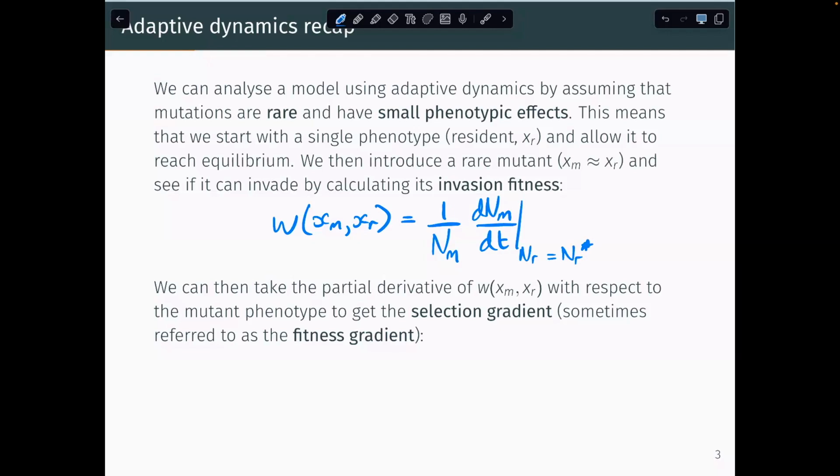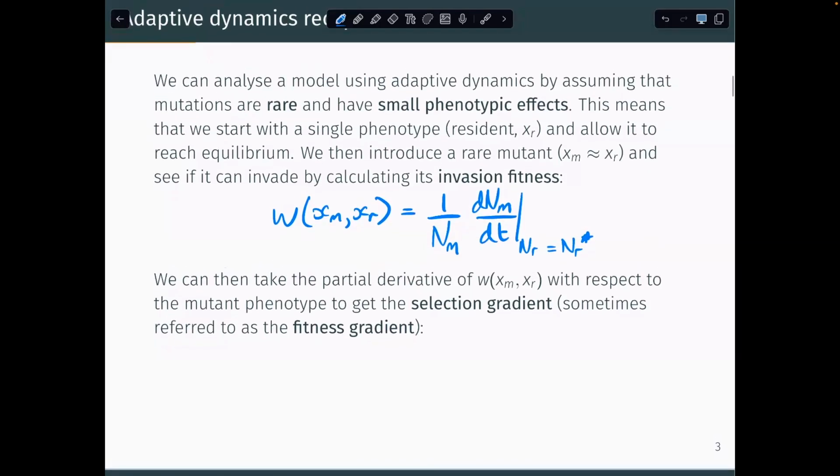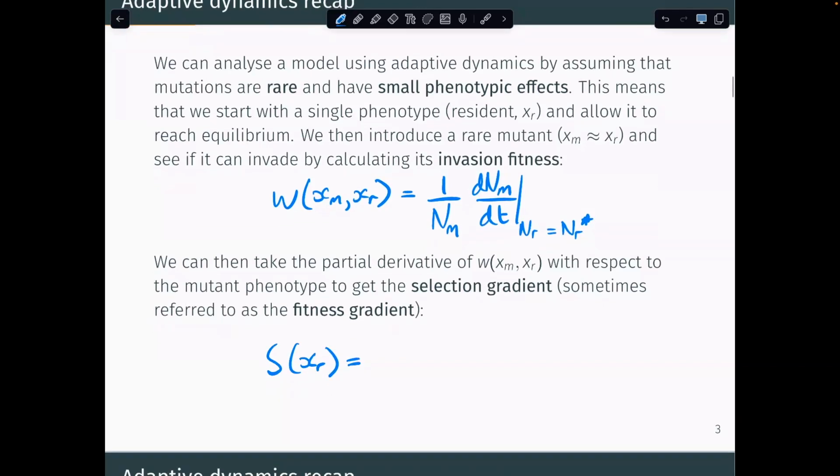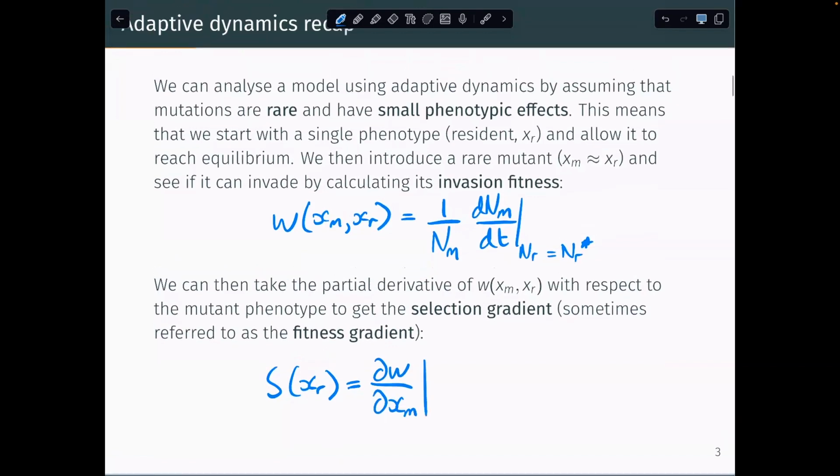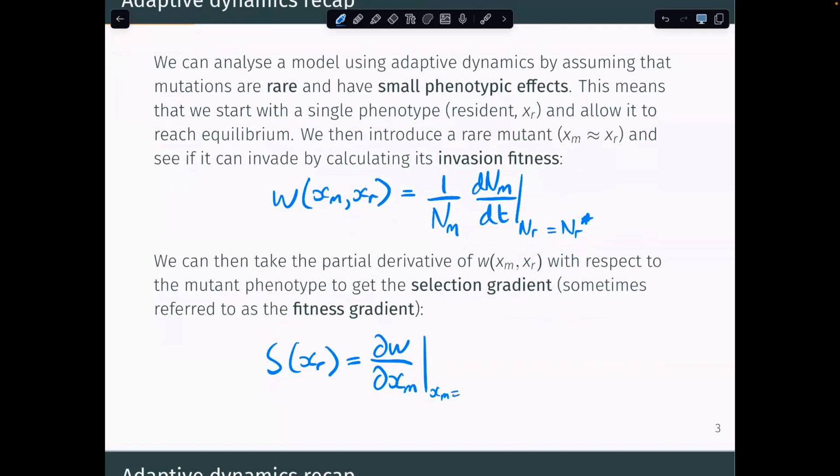We then find our selection gradient. This is sometimes also referred to as a fitness gradient. Essentially, they're the same thing as far as we're concerned. So this we write as S of XR, sometimes even just S of X. S of XR is just the partial derivative of our invasion fitness with respect to our mutant trait, and then evaluated when our mutant is equal to our resident trait.